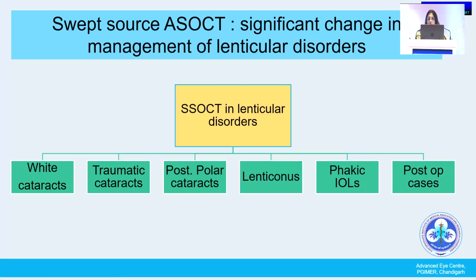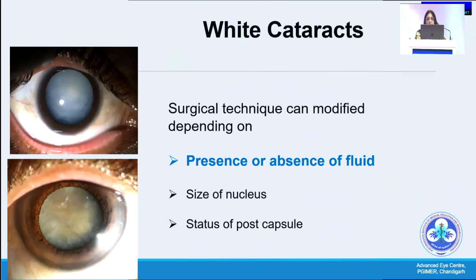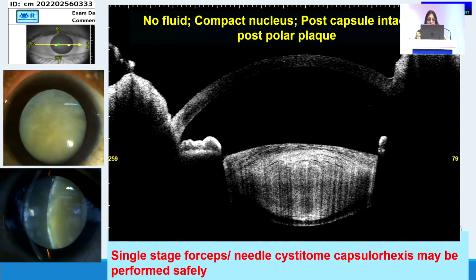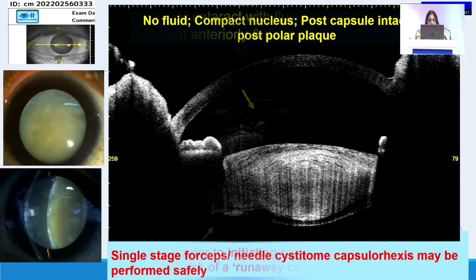I'll just run you through some of these scenarios. For example, in white cataracts, once we have an OCT, we can modify our surgical technique depending on the presence or absence of fluid and the status of the posterior capsule. In this cataract, we see that there is no fluid and the posterior capsule is intact. It's a compact nucleus. So we can comfortably go ahead with the single stage forceps or needle cystotome capsulorhexis and not have to worry about the running away of the capsulorhexis.